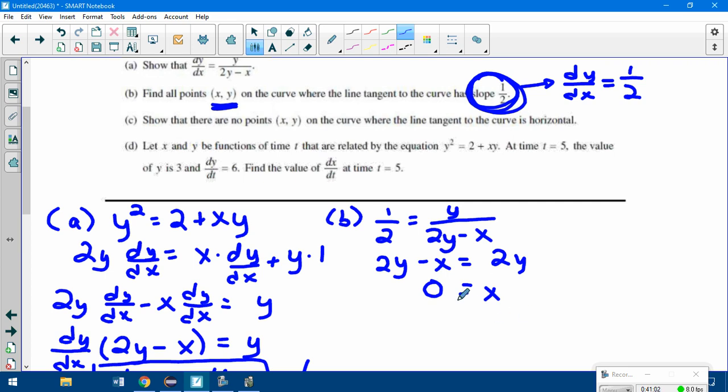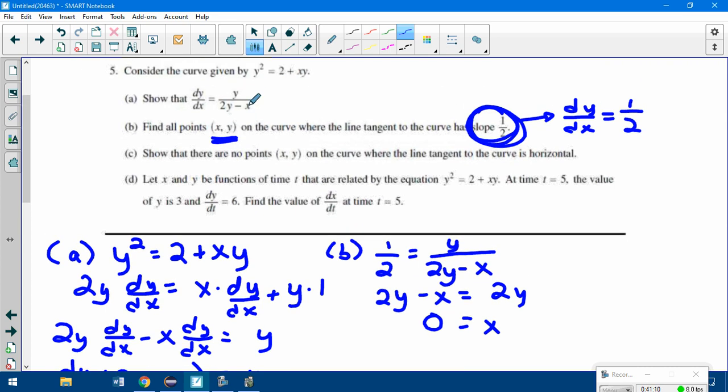But that's not a point. That's the x coordinate where it happens. How do I get the y value on the curve? Well, don't plug 0 into this. That's just going to give you 1/2, the slope. If you want the y value, you've got to plug 0 into the original.